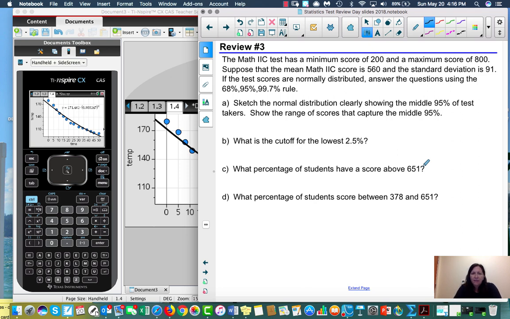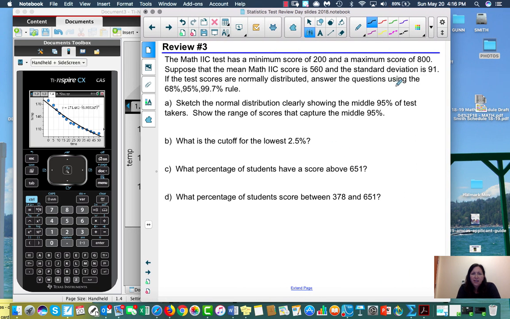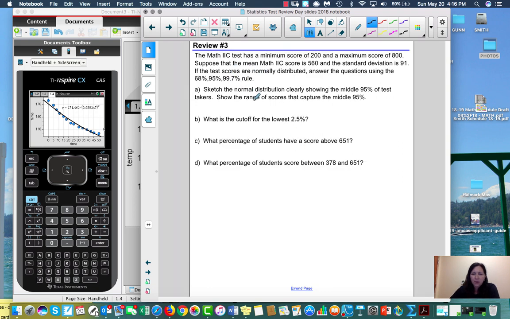Okay, so then we have this problem right here, which basically says the Math 2C test has a minimum score of 200 and a maximum score of 800. So suppose that the mean score is 560 and the standard deviation is 91. If the test scores are normally distributed, answer the questions using the empirical rule, which is the 68, 95, 99.7% rule. The first question says, sketch the normal distribution. So I'm going to do that right here.